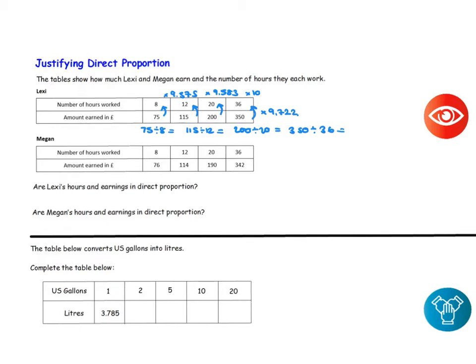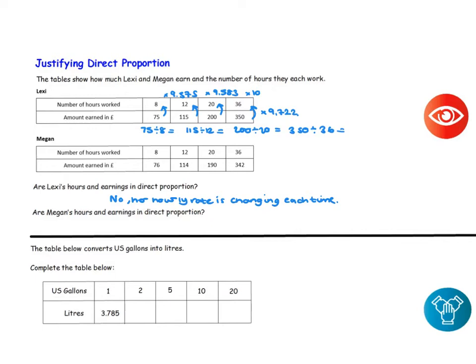When she worked 12 hours and earned £115, she actually earned £9.583. When she worked 20 hours, she earned £200, so she earned £10 an hour. And for the last one, when she earned £350, which was 36 hours, she was paid £9.722 per hour. Now, this value, this per hour rate keeps on changing, and therefore we can say, no, Lexi's earnings are not in direct proportion because her hourly rate is changing every time. Now, it actually didn't ask for an explanation, but I've written that on anyway.